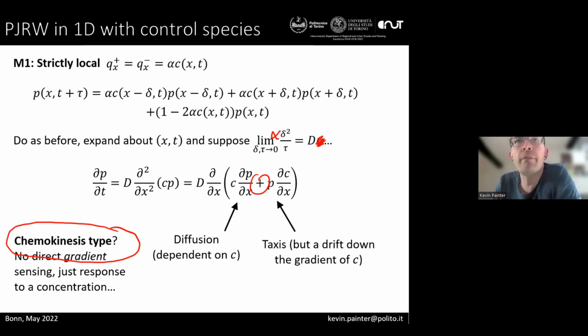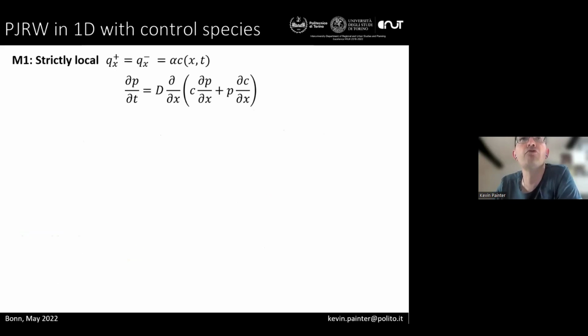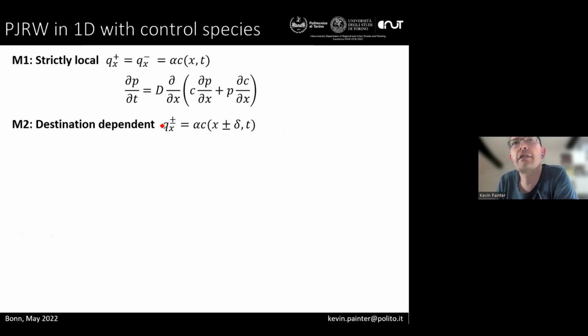But that was only one of my models for how I could jump from right to left, because it could be that my particle decides instead to look at the destination. So Q plus minus of X is now equal to alpha C of X plus minus delta T. You look at C at the destination. And can anybody think about what we're going to get in the limit?